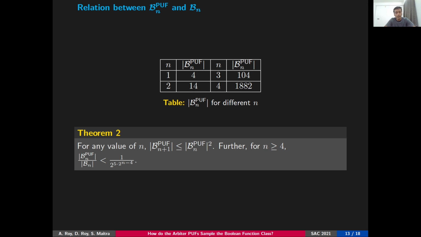Now if I consider the ratio of the cardinalities of Bn PUF and Bn, which is the set of all Boolean functions, it will be less than 1 by 2 to the power 5 times 2 to the power n minus 4 for n greater than or equal to 4. So from this result, you can see that Bn PUF is basically a negligible class of Bn. So from an n variable PUF, you are basically able to generate only a negligible subset of Bn. That means using an n variable, n length PUF, you will never be able to generate the complete set of Boolean functions, and you will be able to generate only a very negligible class of that set.